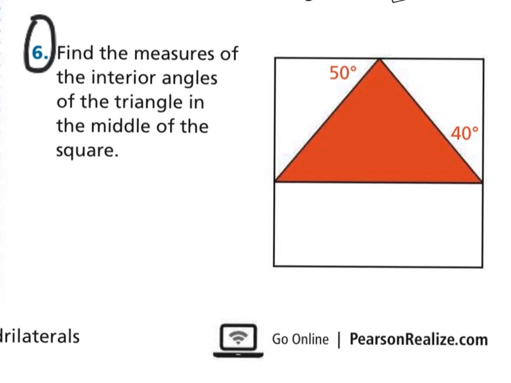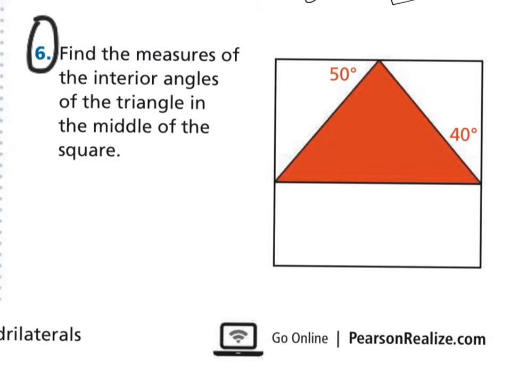Number 6, we're trying to find the interior angles of the triangle in the middle of the square. In this one, we've got a little bit of work to do here. Sometimes, instead of looking at what you can't find, look at what you can find. So, I'm going to look at this. I really don't know anything about that red triangle, so I'm just going to look at some things that I know. I know I've got some right angles up here. I know this white triangle is going to add up to 180 degrees. So we've got a 90 degrees and 50 degrees. That'd be 140 degrees. That would leave us 40 degrees left for this angle.